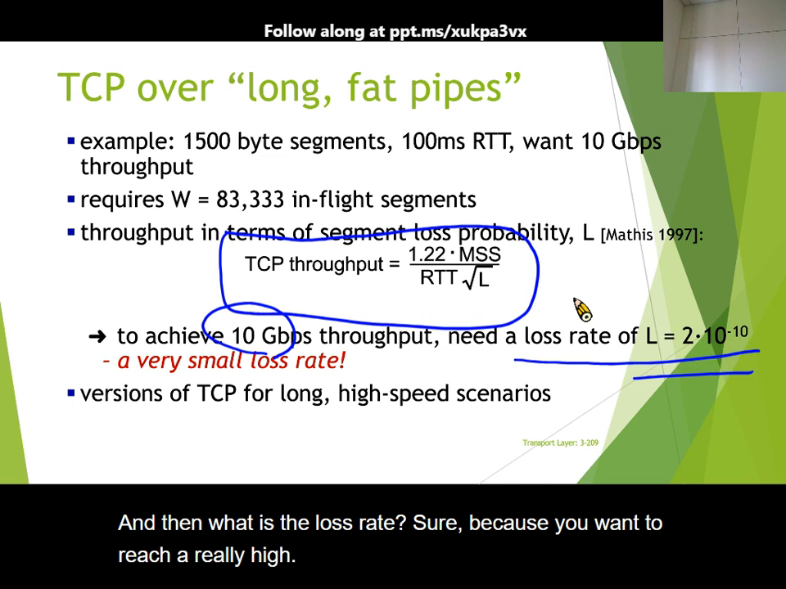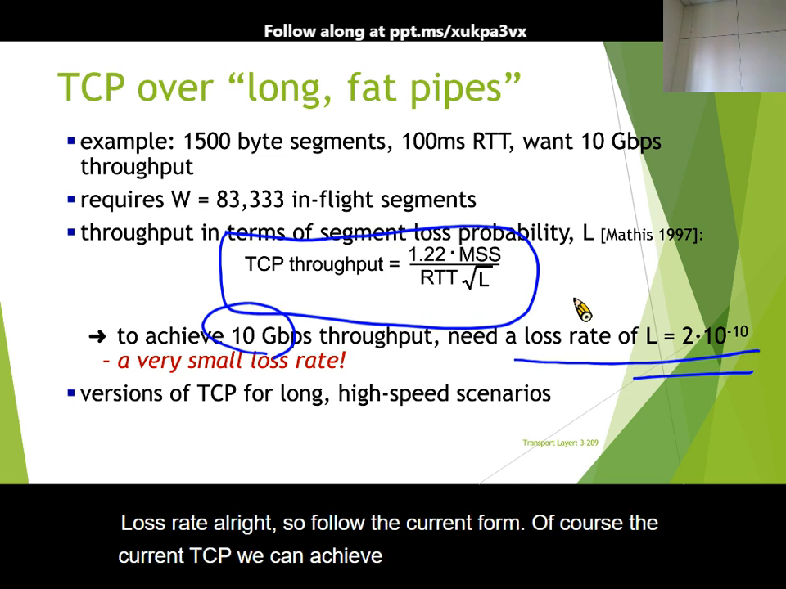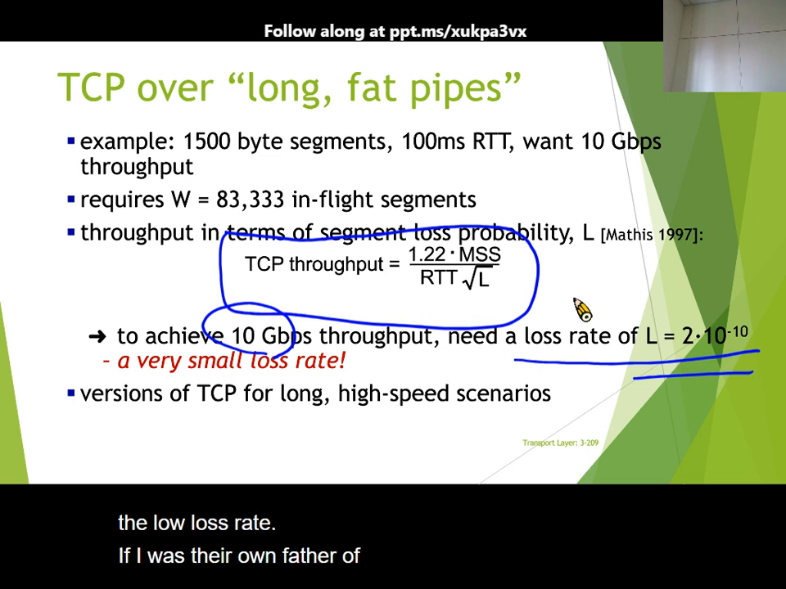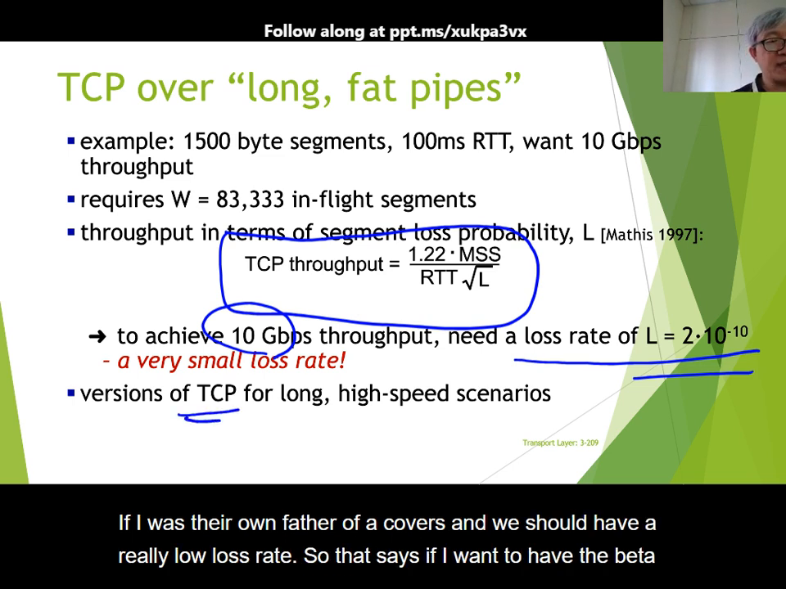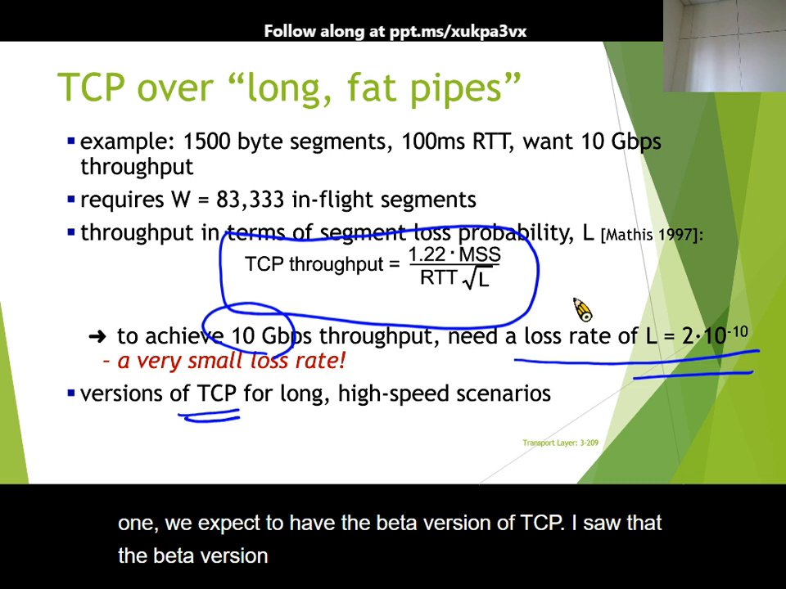Alright, so following the current formula, of course, the current TCP can achieve it, but we should have a low loss rate. If we still follow the current version, we should have a really low loss rate. So that says we expect to have a better version of TCP, and the better version of TCP can provide high-speed transmission.